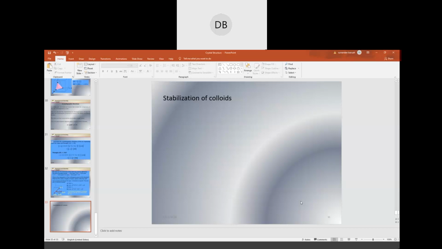Stable in the sense that whatever is there will remain as it is. That means if you have particles of 1 nanometer of a certain material, then it will remain as 1 nanometer. If it continues in that state, then it is a stable colloid, right?